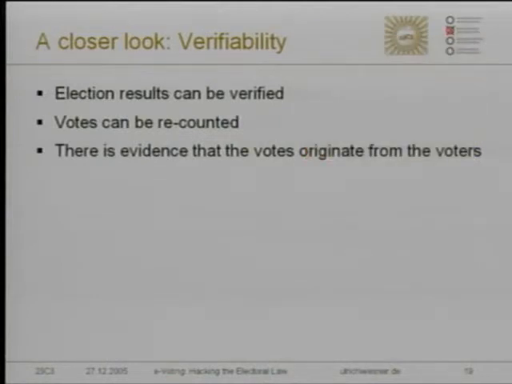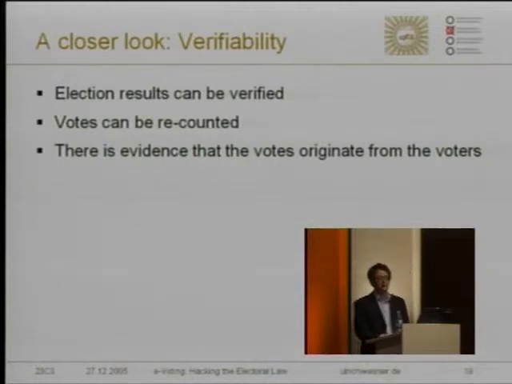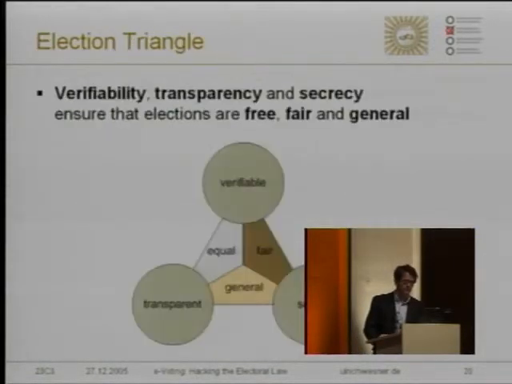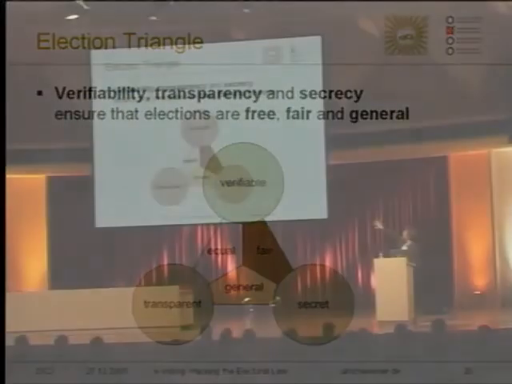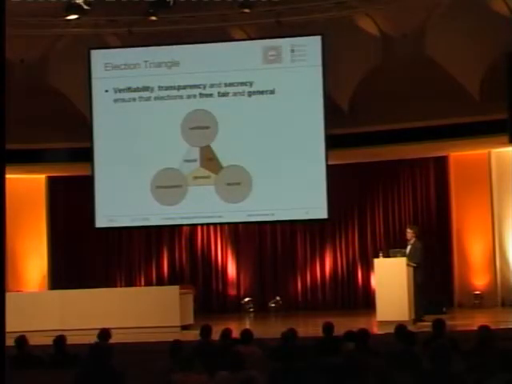If you look at verifiability, it means that election results can be verified, votes can be recounted, and that there's evidence that the votes actually originate from the voters. If you put all this together, you have an election triangle of the three fundamental democracy-defining election principles: equal, fair, and general. And you have the procedural principles around it: verifiable, transparent, secret, which protect the core values in the inner. Now, when you take away one of the three outer ones, like secrecy or transparency of the election, then you're putting the inner core ones at risk.